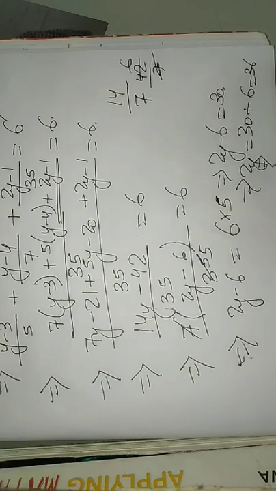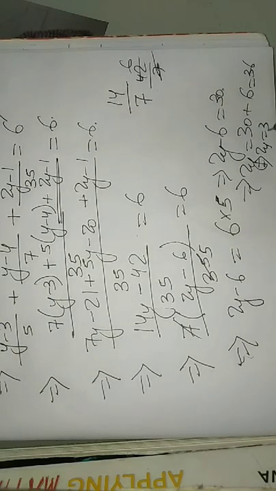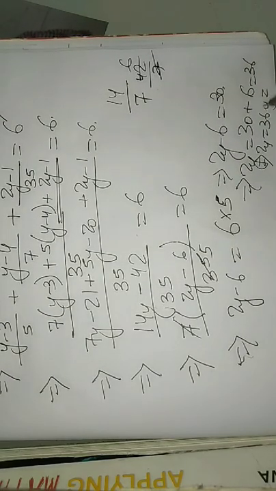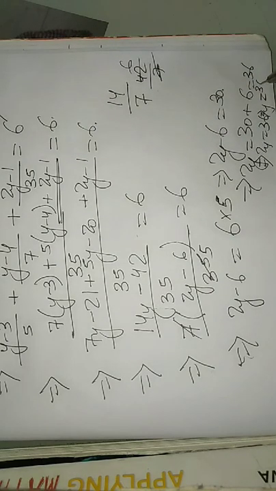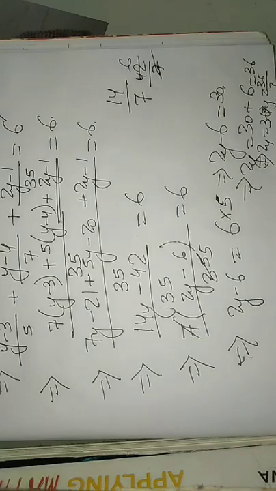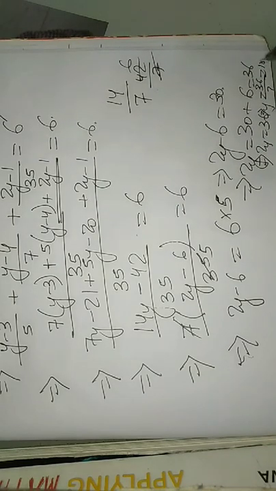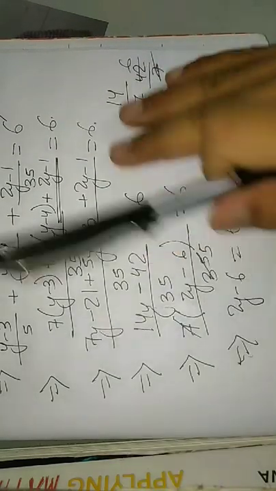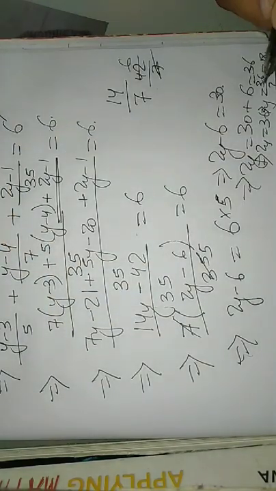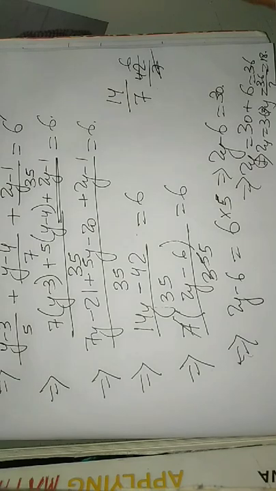That is not the answer. 2y is equal to 36. Which implies that y is equal to 36 by 2. So this value is 18, and 18 is the answer. Okay. So this value of y is equal to 18. Okay.